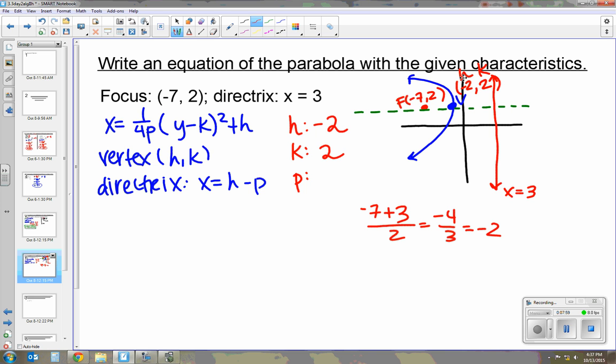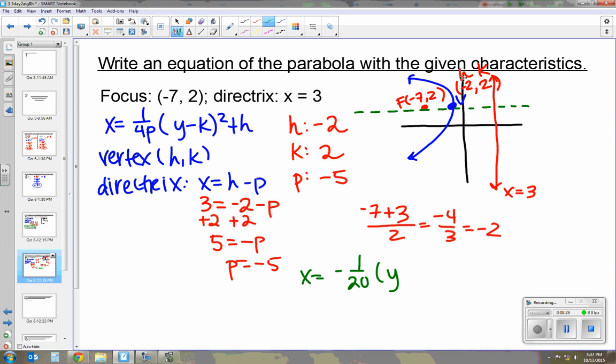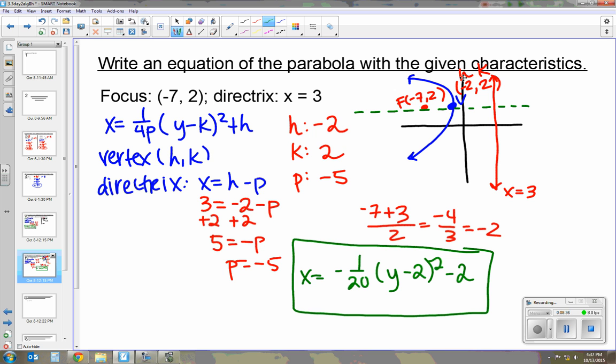All right, and now we can use the directrix to find out p. We know our directrix is x equals 3. Our h is negative 2, solve for p. So p is equal to negative 5. Now that we have all three pieces, we can write our equation, which is going to be x equals, and 4 times negative 5 is negative 20, so negative 1/20 times (y minus k) squared plus h, which is negative 2. So there's our equation for that one.